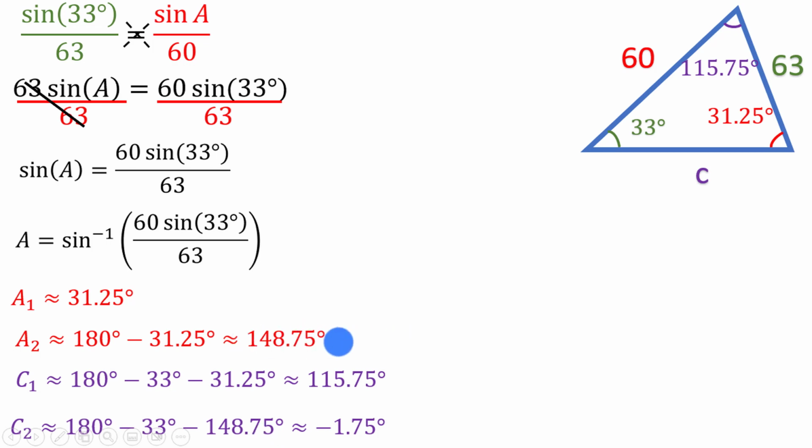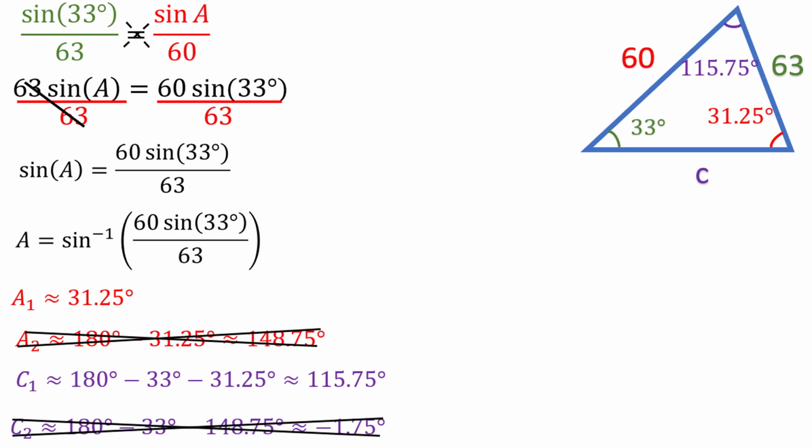The second angle that we found of 148.75 degrees does not leave us with enough degrees to create a triangle. So therefore, there is only one triangle. There will only be one solution to this problem. The second solution does not work. Okay, let's continue with our first solution related to C1.